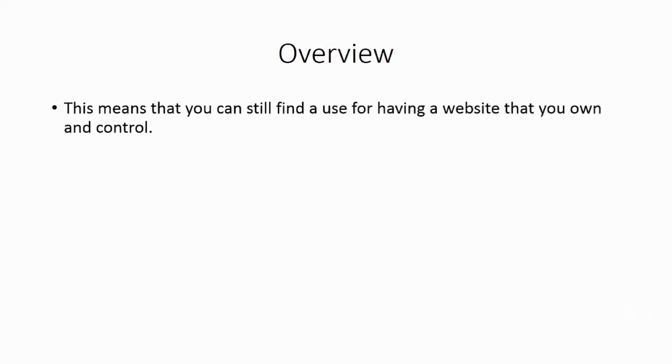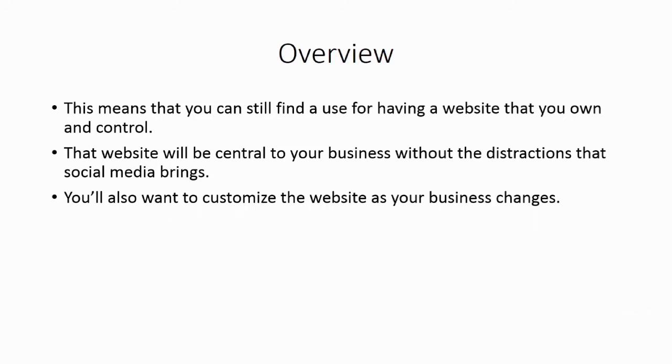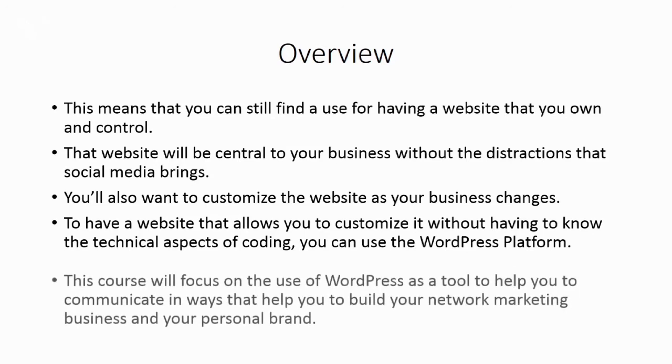Now, this means that you can still find a use for having a website of your own that you control. Now, that website will be central to your business without the distractions that social media brings. You'll also want to customize the website as your business changes. Now, to have a website that allows you to customize it without having to know the technical aspects of coding, you can use the WordPress platform.